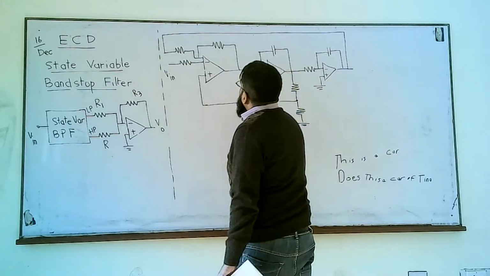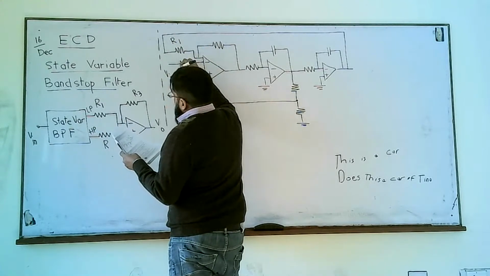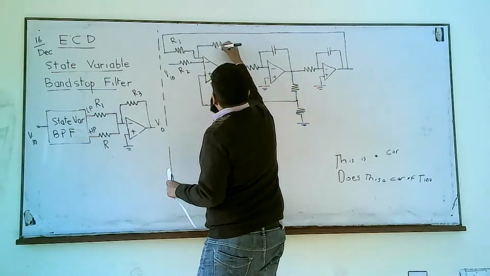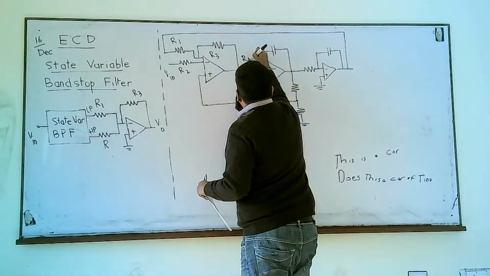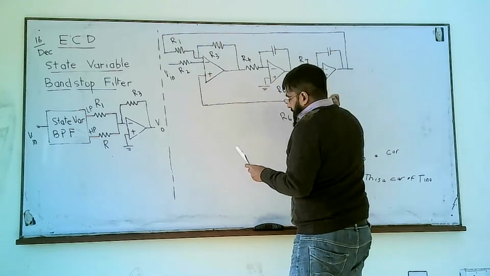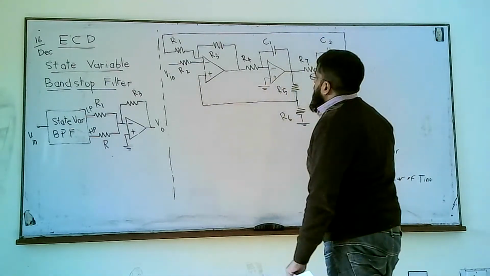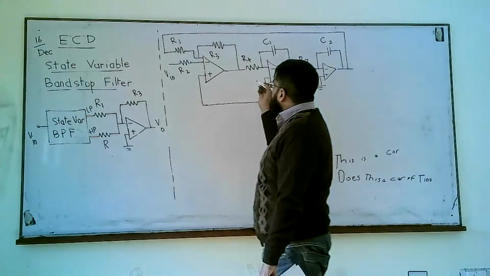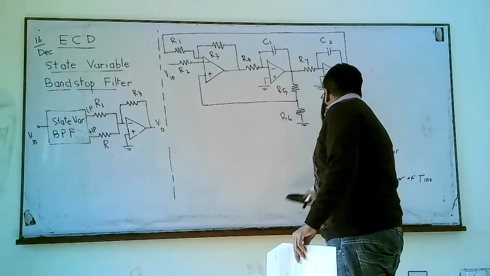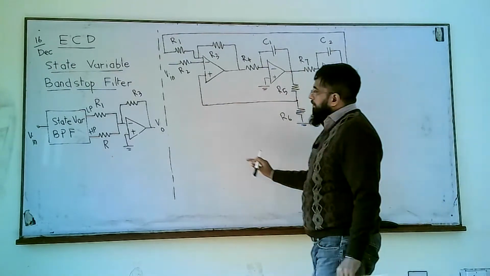So now we are using this once again to implement the state variable type band stop filter. So this is Vin, this resistor is R1, this is R2, this feedback resistor is R3, this is R4, this is R5, this is R6, this is R7. And this capacitor is C1, this is C2, right? So we have once again implemented the same state variable band pass filter that we implemented in the first part of today's lecture. And then we are going to implement the second part.